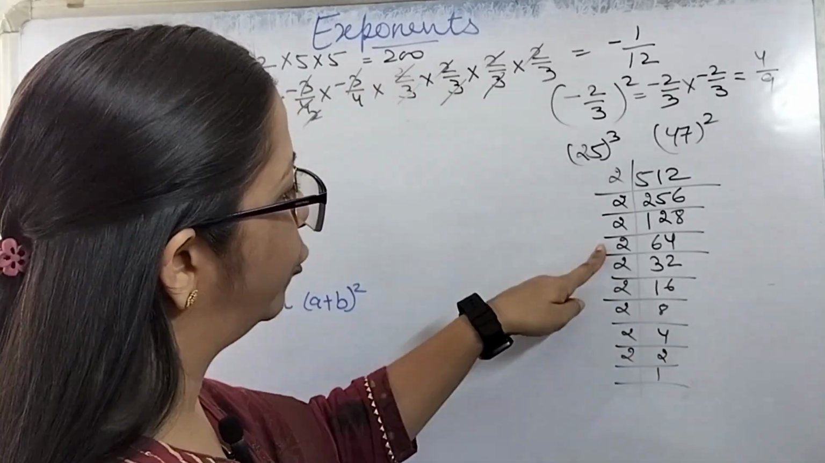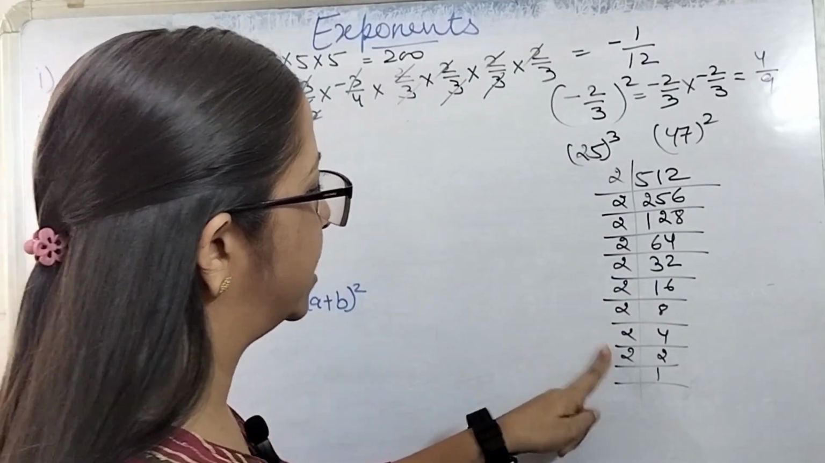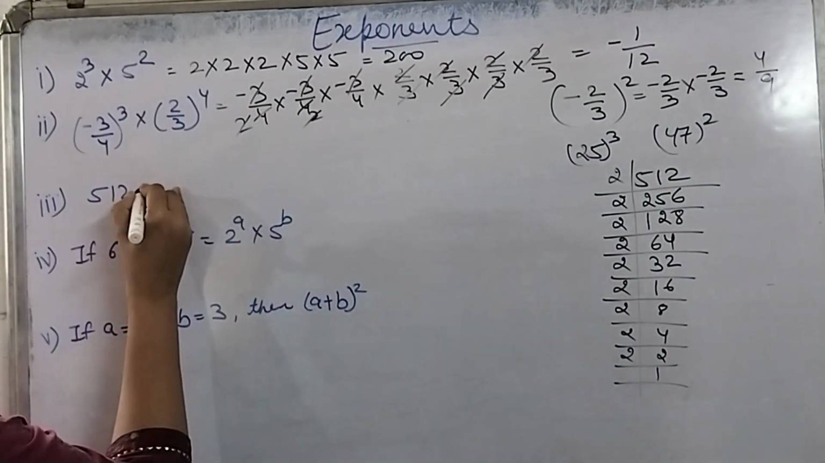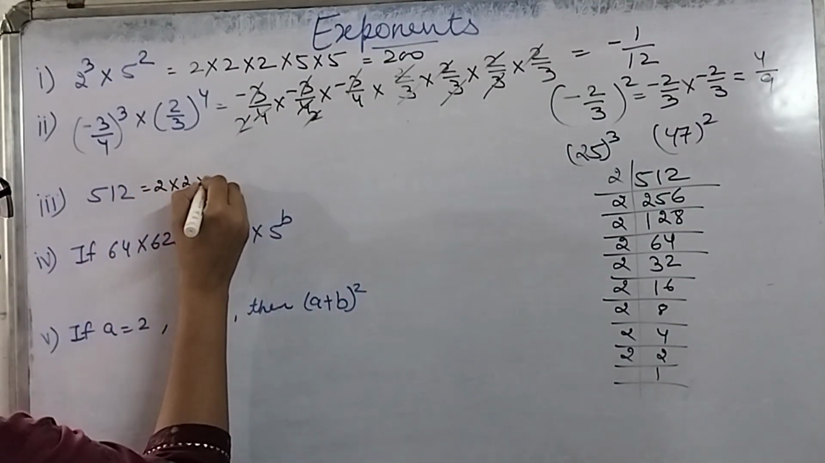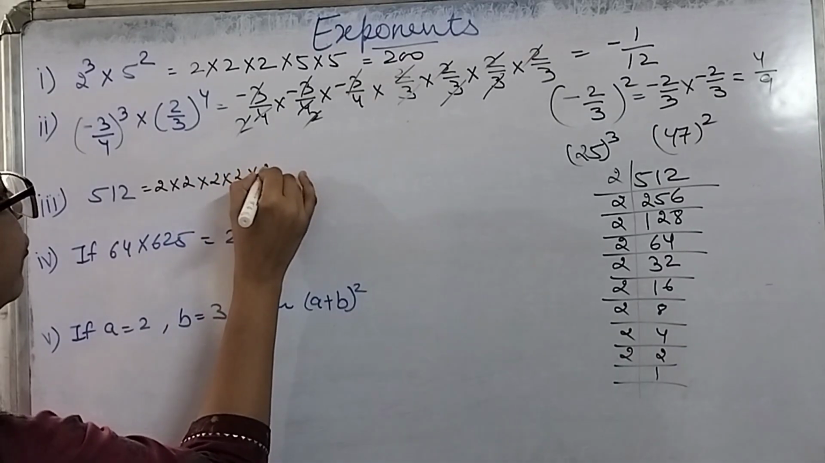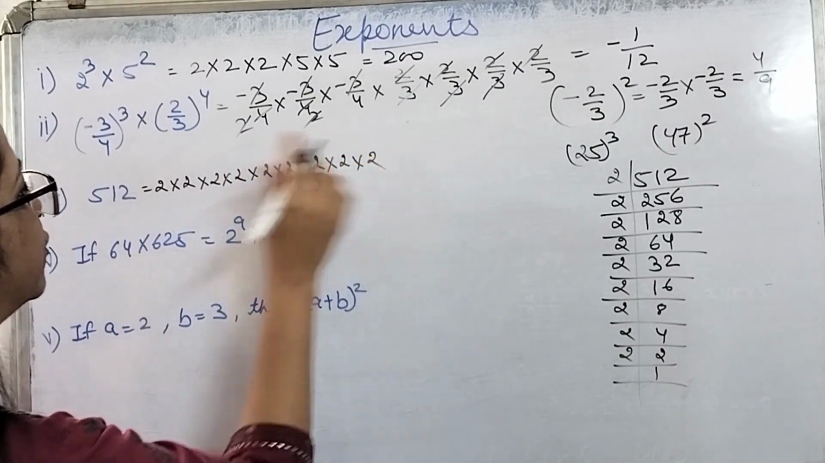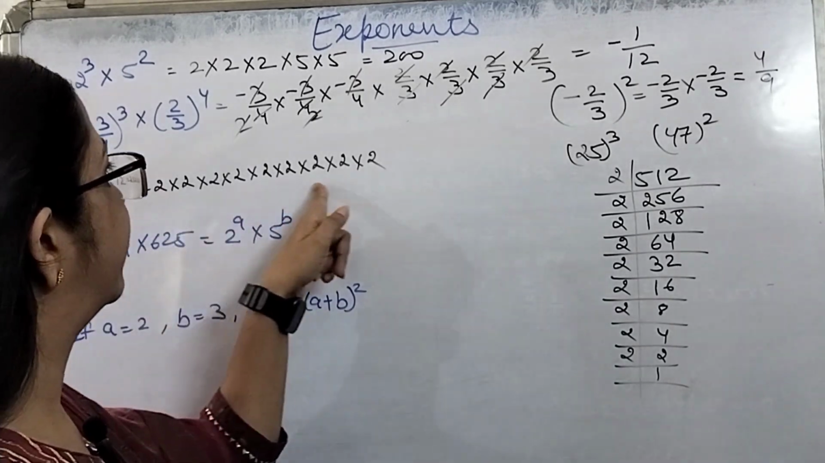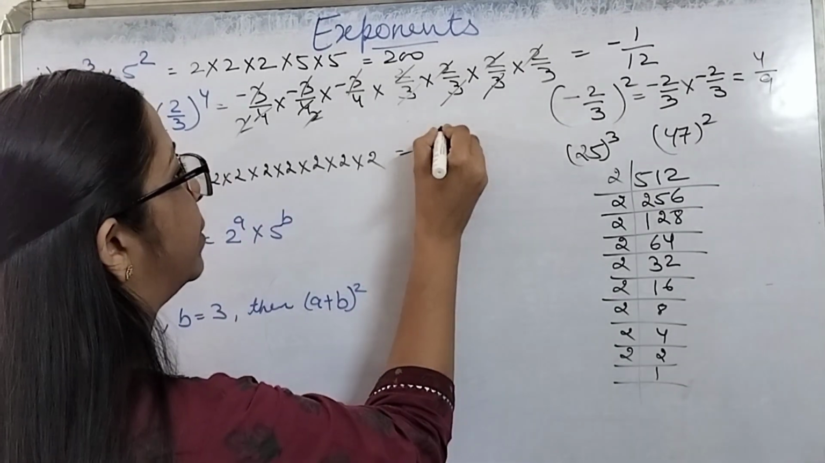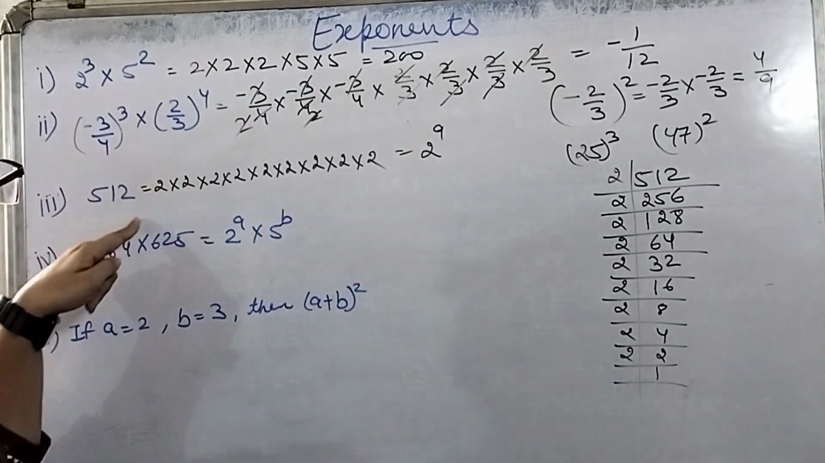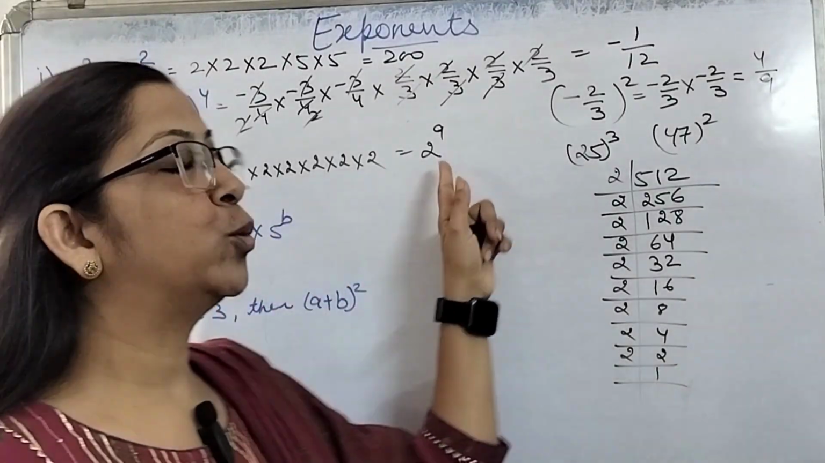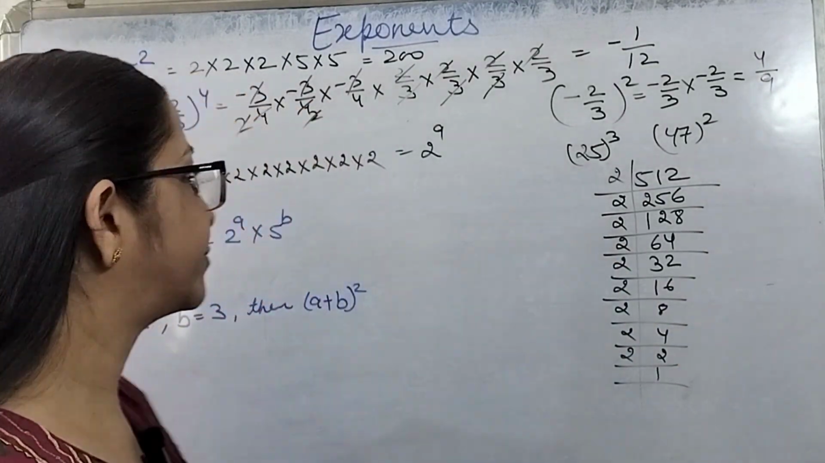1, 2, 3, 4, 5, 6, 7, 8, 9 times. So 512 could be written as 2 multiplied 9 times, or we can write it as 2 raised to the power 9. So the exponential form of 512 will be 2 raised to the power 9.